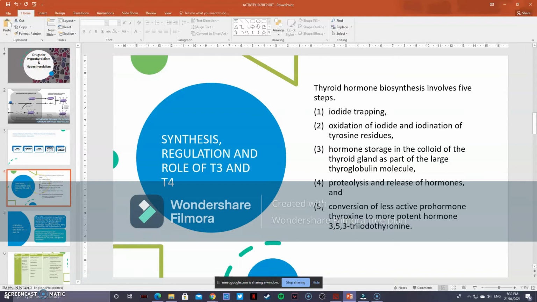So, thyroid hormone biosynthesis involves 5 steps. This is the synthesis, regulation, and role of T3 and T4. First, iodide trapping. Second, oxidation of iodide and iodination of tyrosine residues. Third, hormone storage in the colloid of the thyroid gland as part of the large thyroglobulin molecule. Fourth, proteolysis and release of hormones. And the last step, conversion of the less active prohormone thyroxine to the more potent hormone 3,5,3 triiodothyronine.